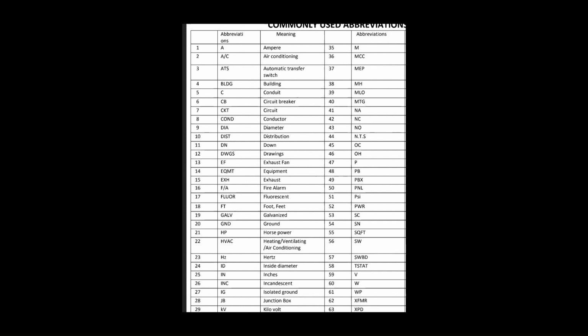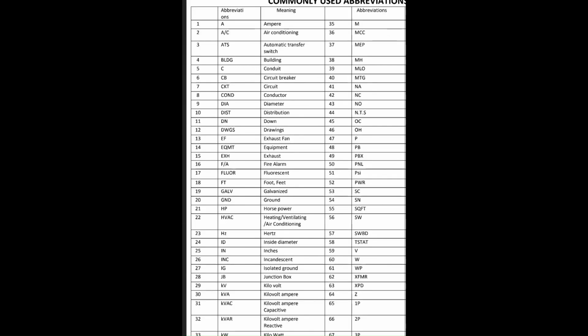So first is the ampere. The ampere is denoted by A. Some students have the practice of using AMP for ampere, so that should be avoided. Next is air conditioning, which we generally say as AC. But AC stands for both alternating current and air conditioning, so there is a word of caution here: air conditioning is to be written as A/C and alternating current can be written as AC. Next is the automatic transfer switch.